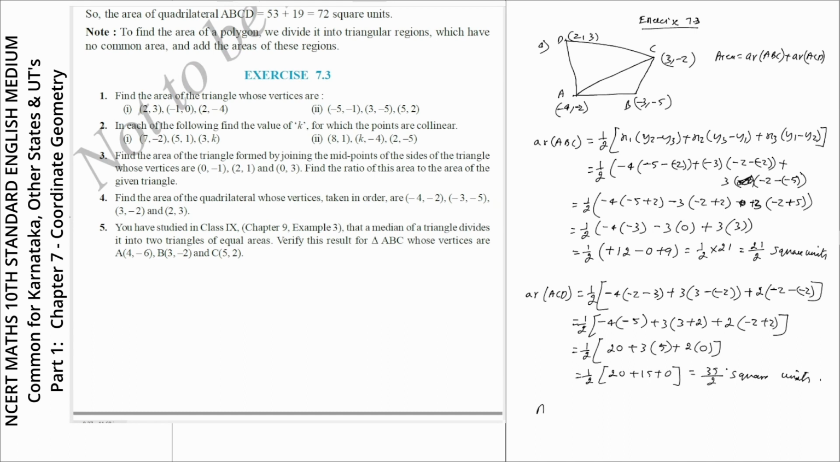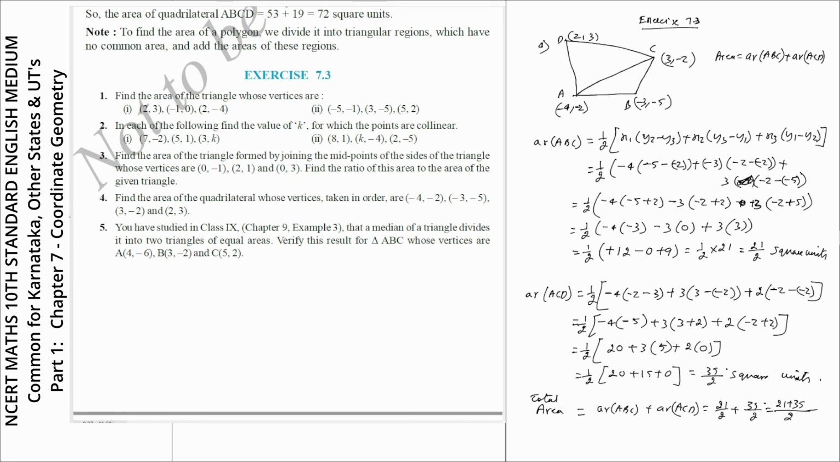So now total area, or the area of the quadrilateral, is given by area of triangle ABC plus area of triangle ACD. So this is equal to area of triangle ABC is 21 by 2, and the area of triangle ACD is 35 by 2. So LCM is 2. Okay, now 21 plus 35.